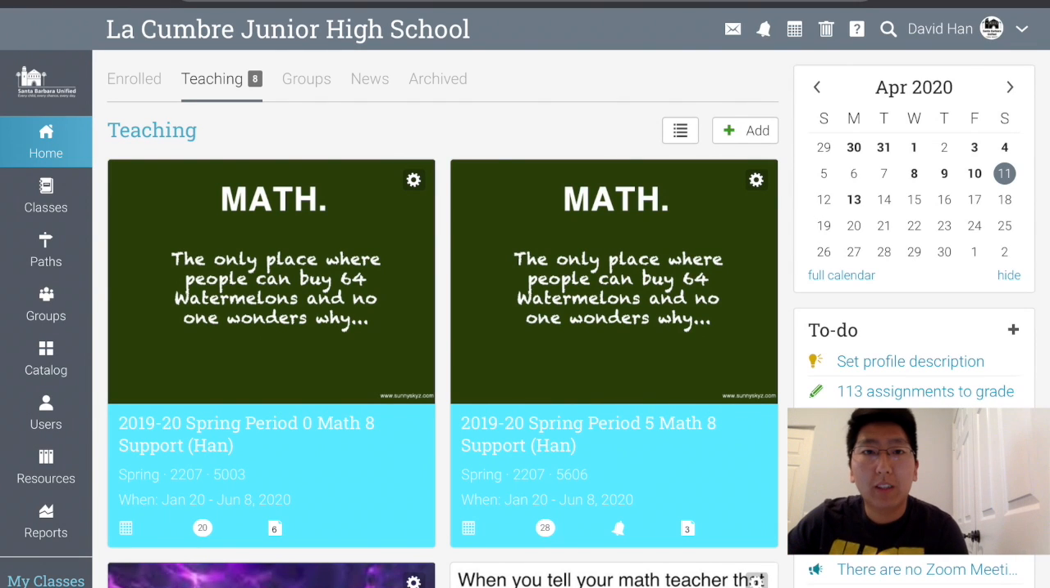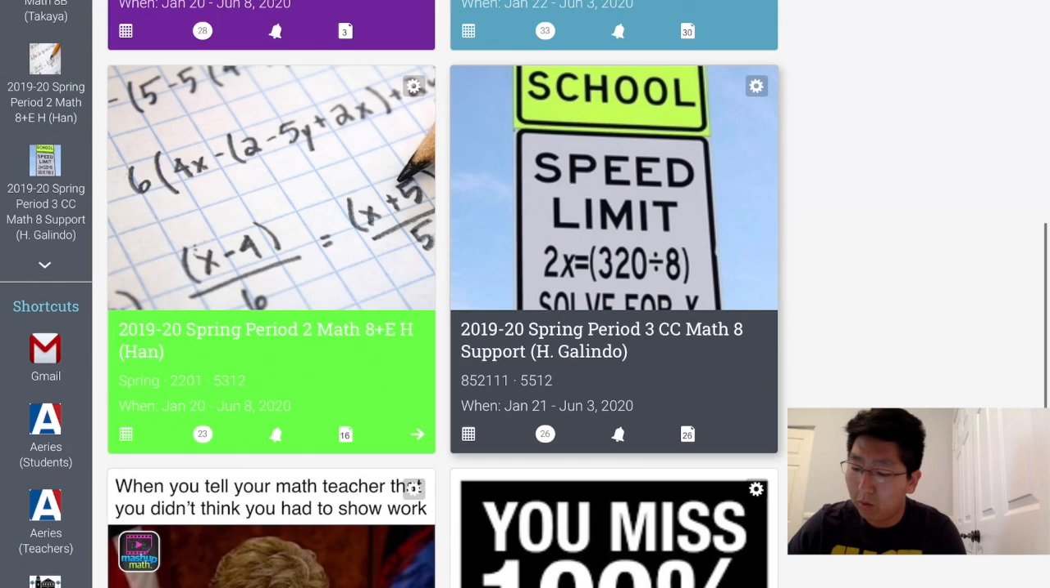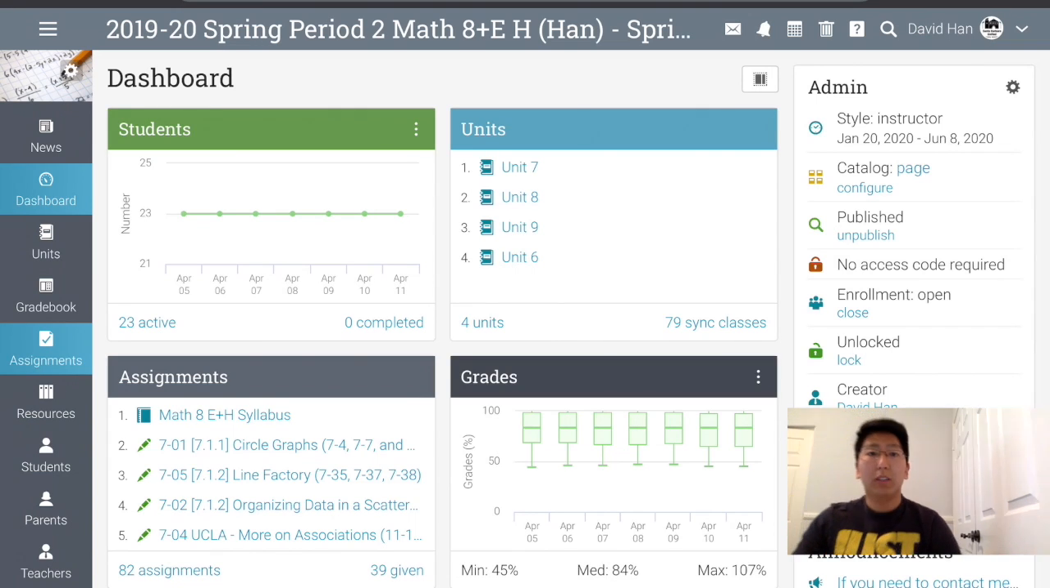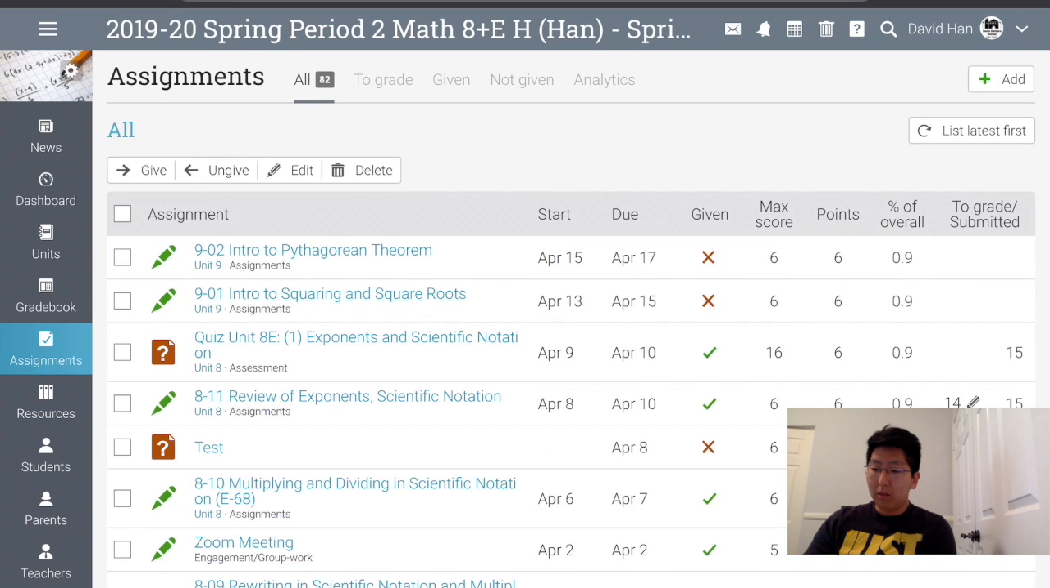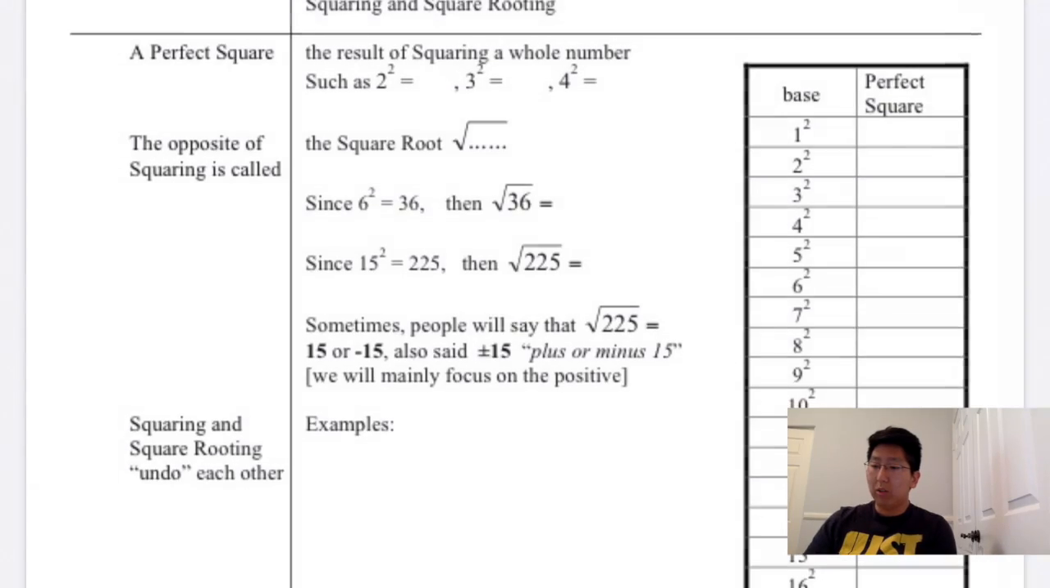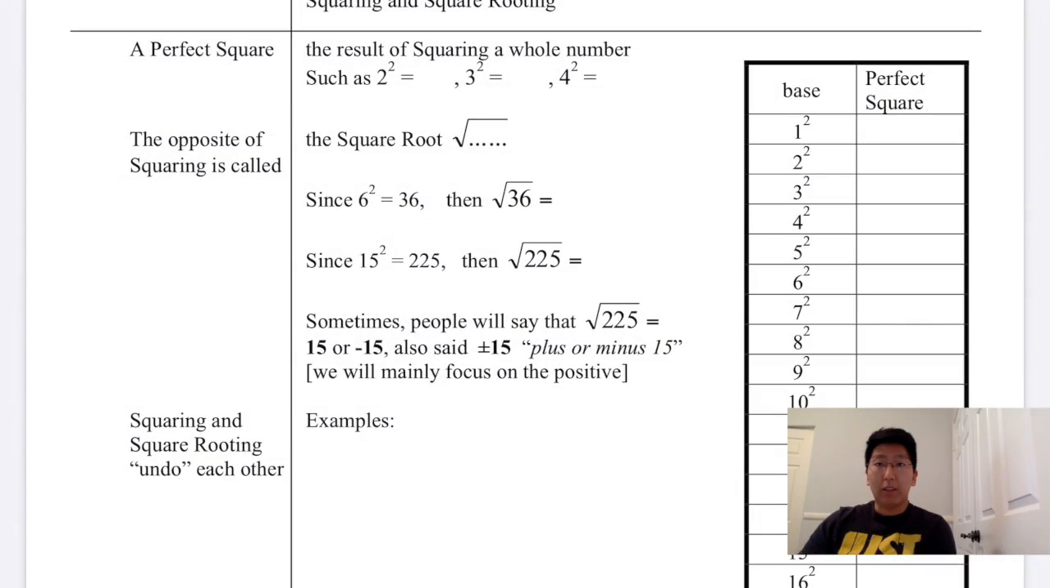Hey, so if you take a look, we are going to go to art class, go to our assignments, and we're going to be starting chapter 9 today. It's going to be called 9-01, squaring and square rooting. So I want you to go ahead and open the assignment and get the notes, okay? Make sure it's in Notability. It should look like this.